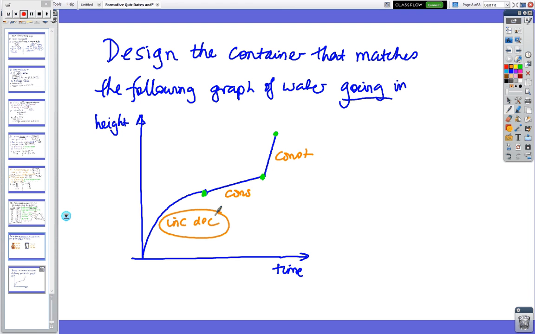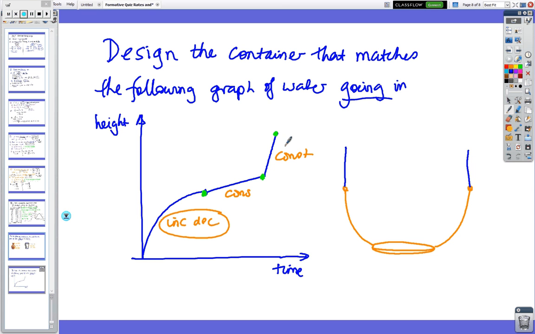Okay, so the first section is increasing, so let's design it. So we have to have a base. Okay, so it's sitting on a base. It's slowing down, so that means it has to be going out. Okay, somehow going out. And then it's constant. Okay, so at this section here, I'll just change colours, but it's going to be constant, which means it has to be a constant shape.